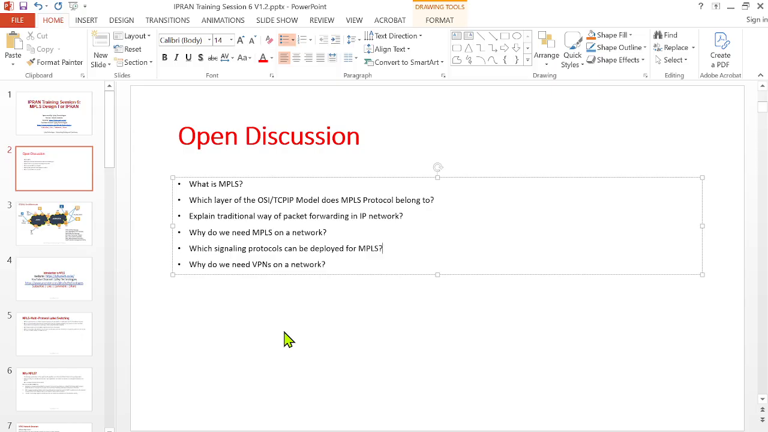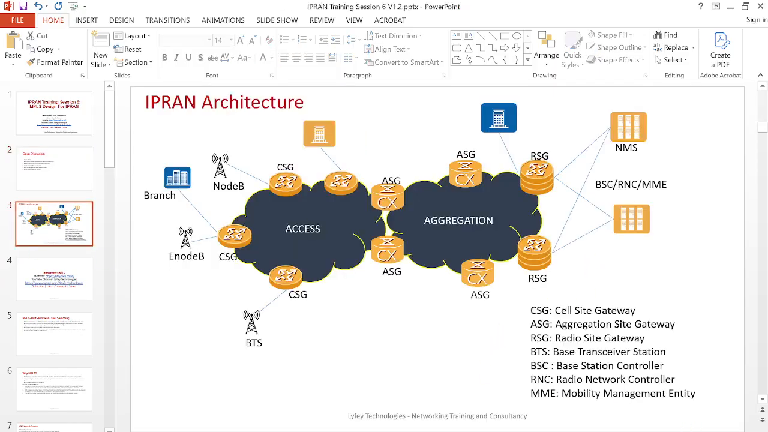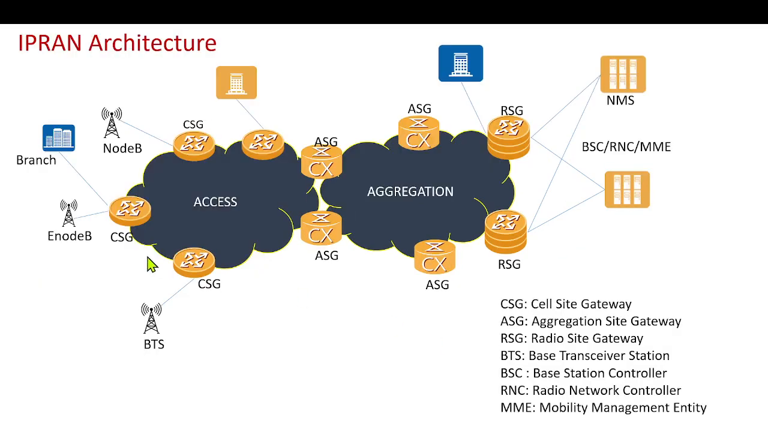But in this session, we are just giving you an intro to MPLS so that you understand how MPLS works, and then we will be looking at seamless MPLS and the steps you need to take when configuring MPLS on an IPRAN network. We already discussed the IPRAN architecture in our first session, and we mentioned that in an IPRAN network, we have different nodes serving different purposes. You have the CSGs, the ASGs, the RSGs, and the different layers from the aggregation to the access layer.